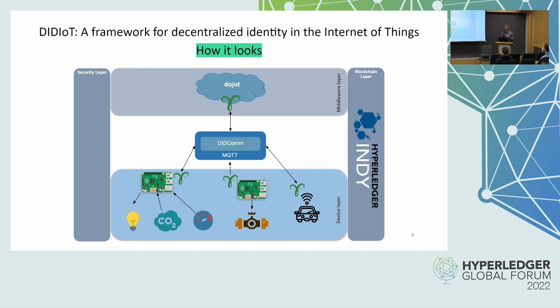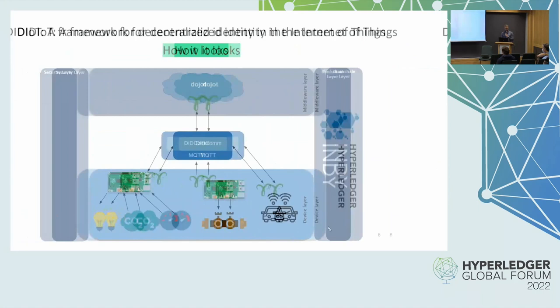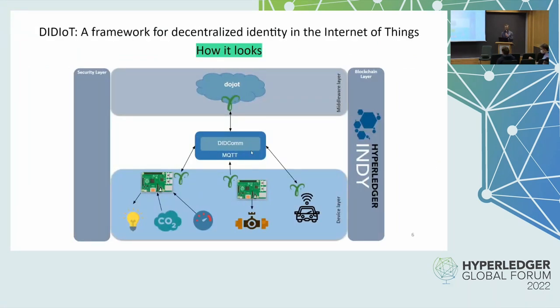Here you have a few examples. For example, one Raspberry working as a hub for many sensors. We have one sensor connecting to one ACA-Py through the Raspberry, and we have an IoT device using an ACA-Py directly. The idea here, how it's working, is that we had to change ACA-Py to accept the MQTT protocol. Everybody here knows the MQTT protocol for IoT.